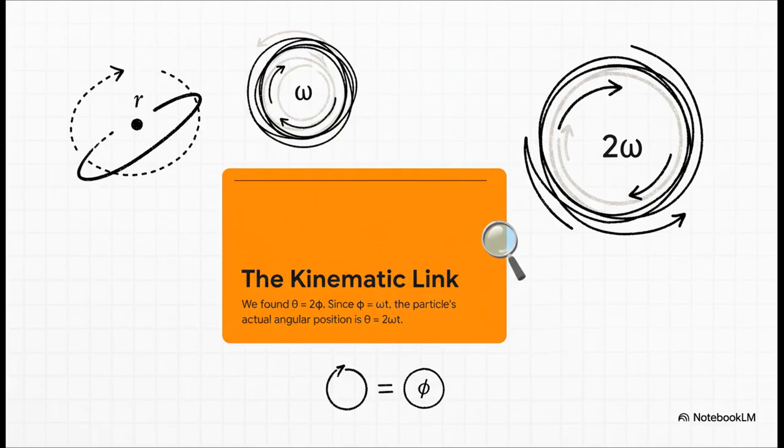If tan phi equals tan theta over 2, then theta has to be exactly 2 phi. This is the breakthrough. This is everything. We know phi is just omega times t because it rotates at a constant rate. So that means the particle's actual angle theta is 2 times omega times t. Its true angular velocity around the center is double what we thought it was from our viewpoint on the edge.